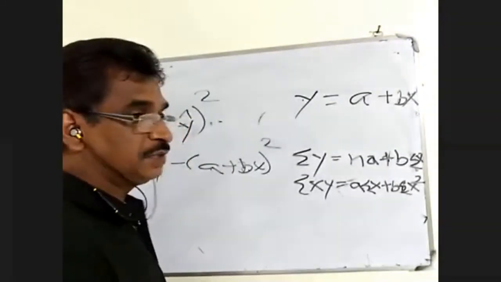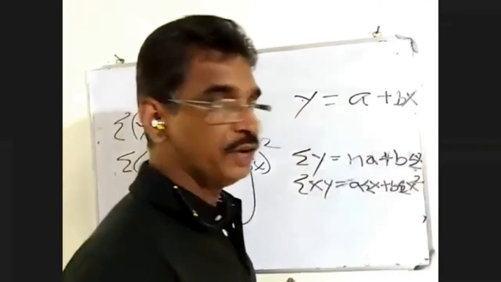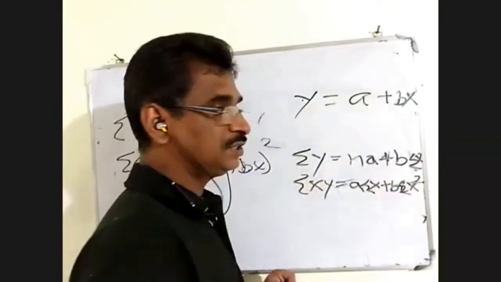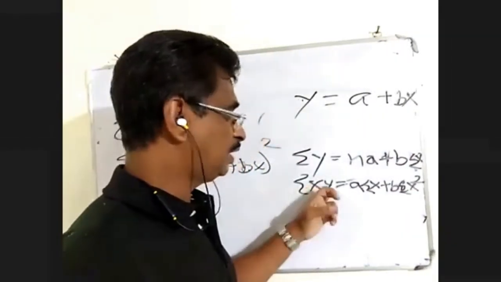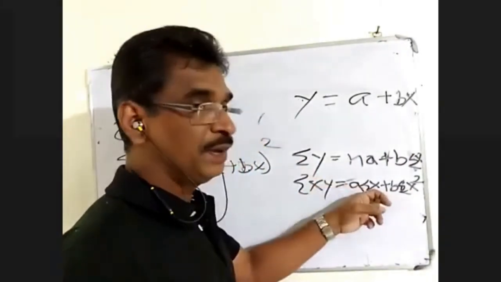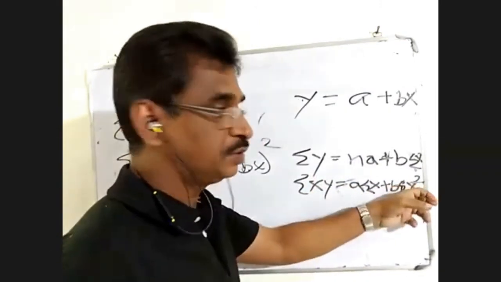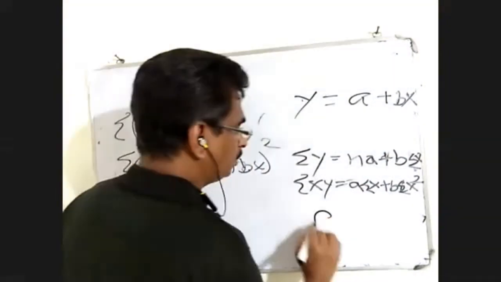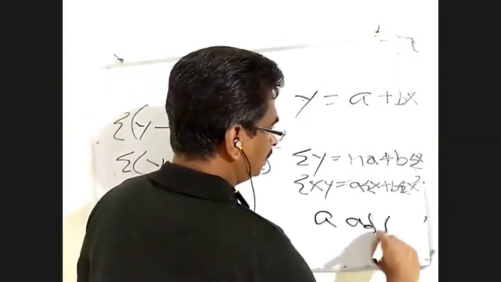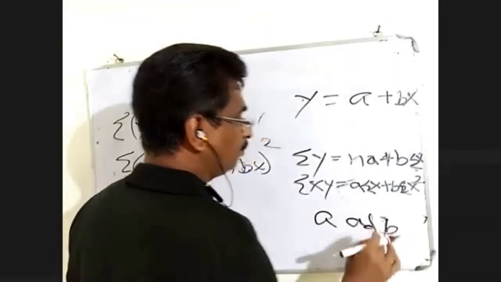From this, sigma y means we take all the y values, N means the number of observations, sigma x means adding all the values of x, and sigma xy means adding all the xy values. So we get two equations. Solving these two equations, we get the values of a and b.